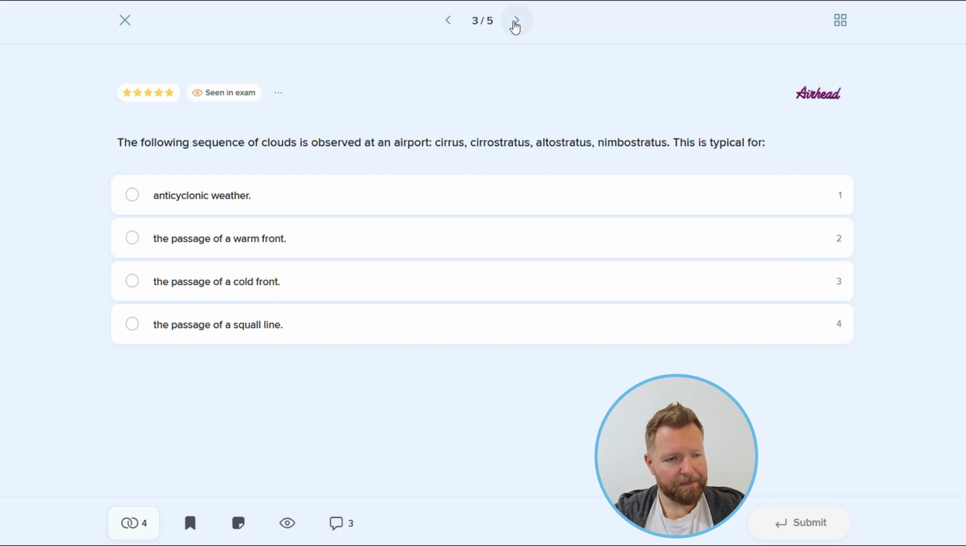Question number 3. The following sequence of clouds is observed at an airport: cirrus, cirrostratus, altostratus, nimbostratus. This is typical for anticyclonic weather, the passage of a warm front, the passage of a cold front, or the passage of a squall line. Each front has its own cloud characteristic. The example given in the question is a classic warm front cloud sequence.